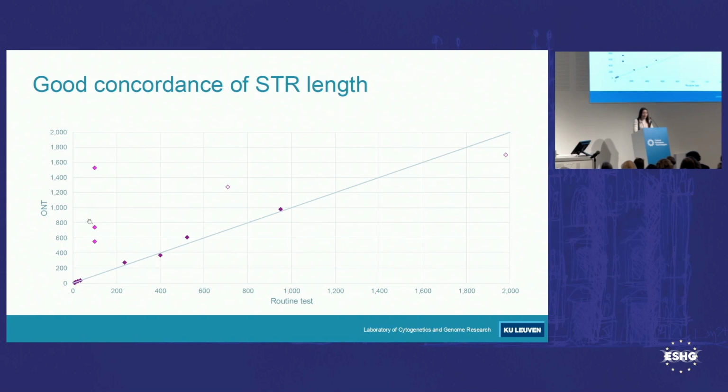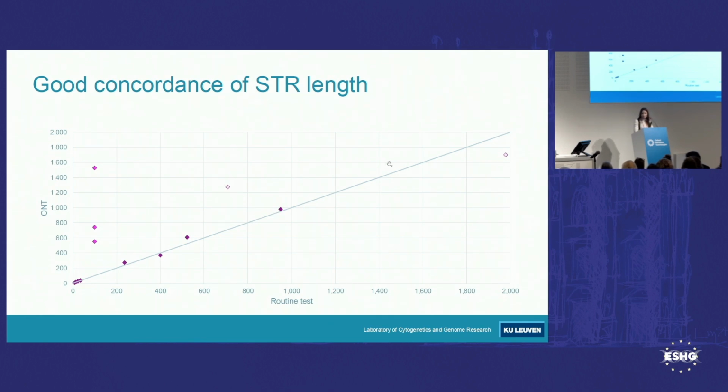and I will spend a bit more time on those points here. They are all at 100. This is the length that I arbitrarily gave to the sample because with the standard of care we knew there was an expansion, but we could not know what the exact repeat length was. So to me, these are also positive variants.